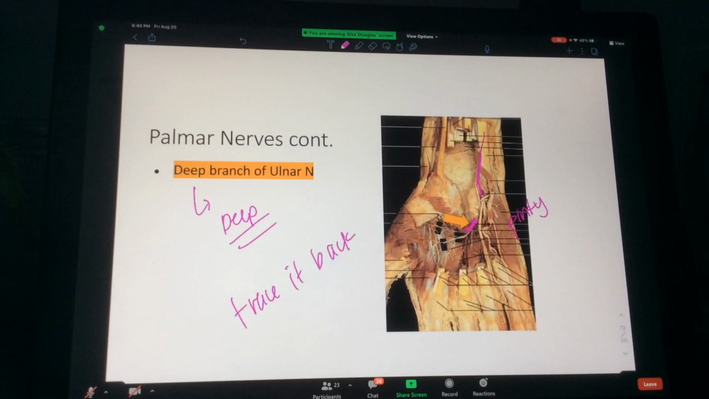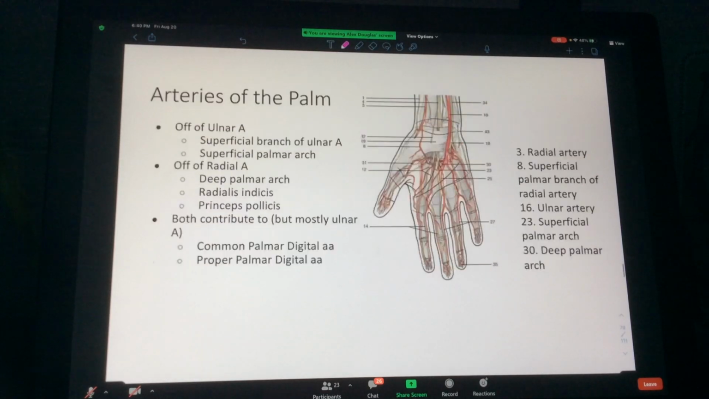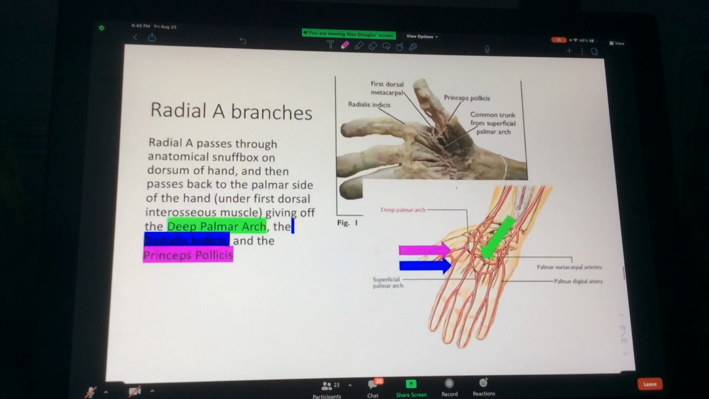If you see a tag and you do not know what it is, try to find where it comes off. What artery does it come off? What nerve does it come off? And I guarantee you'll probably figure it out. Same thing with the arteries.